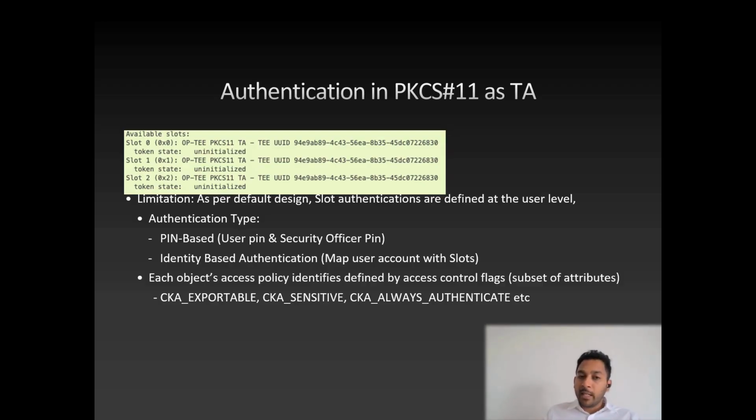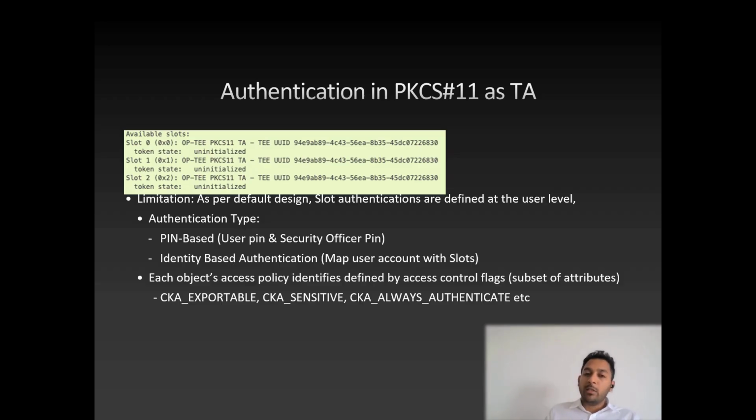The second type of authentication is identity-based authentication, where you map a Linux user ID to the slots. It means when you make the call in the runtime, it will convert your Linux user ID. It will use your Linux UID and make sure it's the right UID, and it will allow the user. That's identity-based authentication. And another important thing to note here is object access policies.